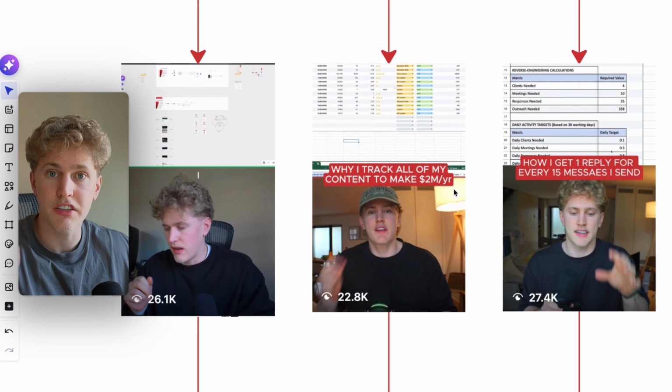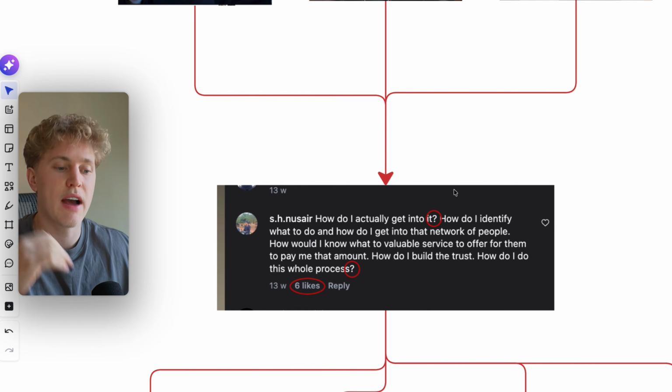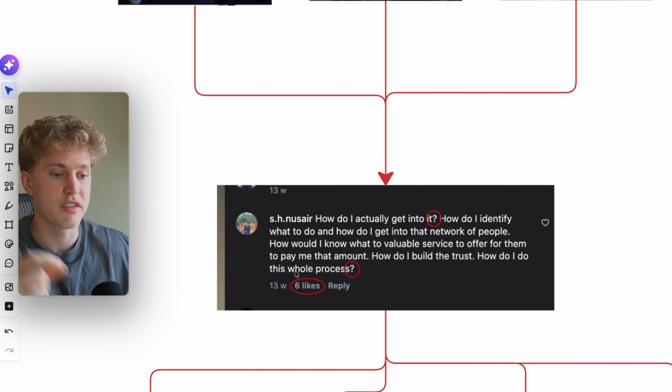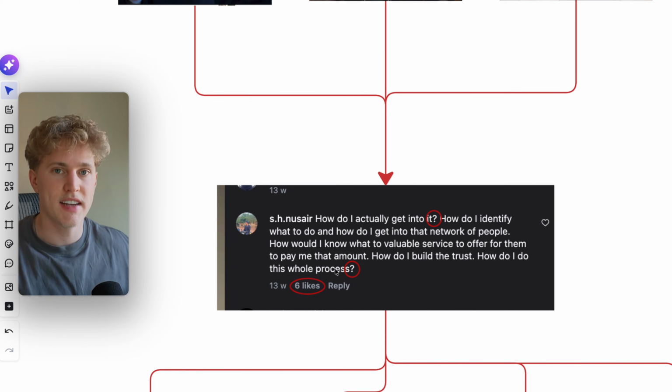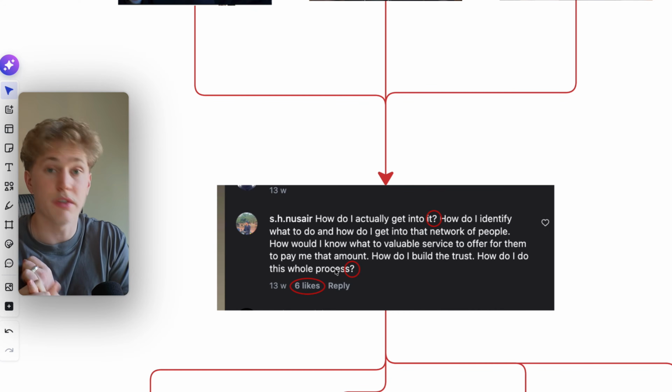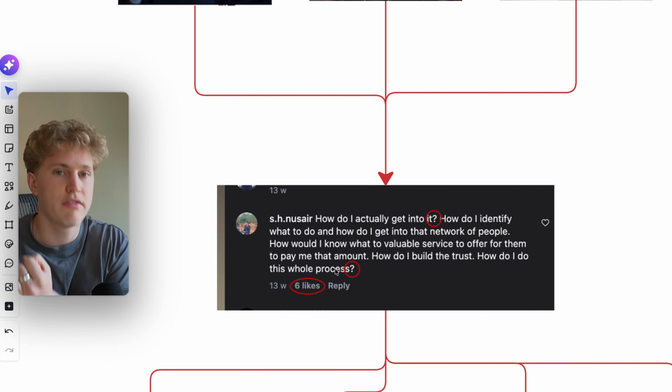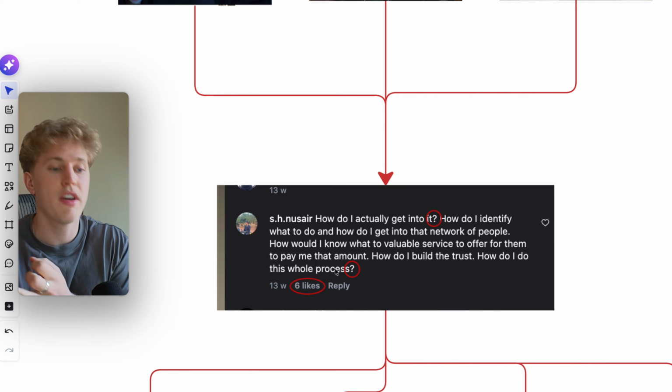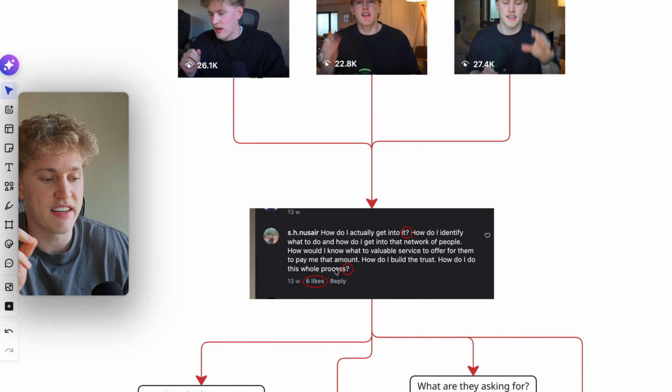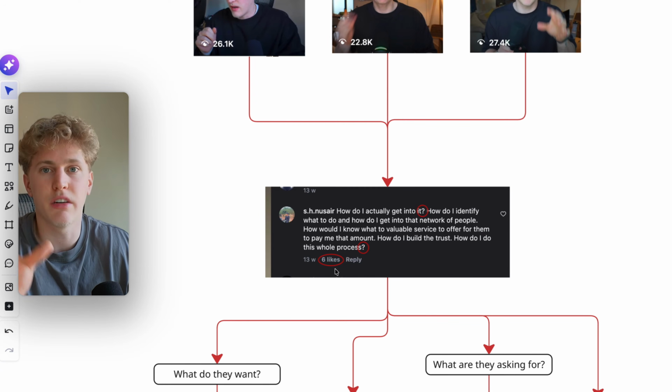This is perfect, because if someone has a problem, someone has a question around your middle of funnel content that they're interested in, and they say, how do I do this? How can I do this? How do I build the trust? How do I do this whole process? That tells you that number one, your audience is hungry. So it's good. You've got the right ICP. They're hungry. They want to find out more. They have the pain that you can solve. Perfect.